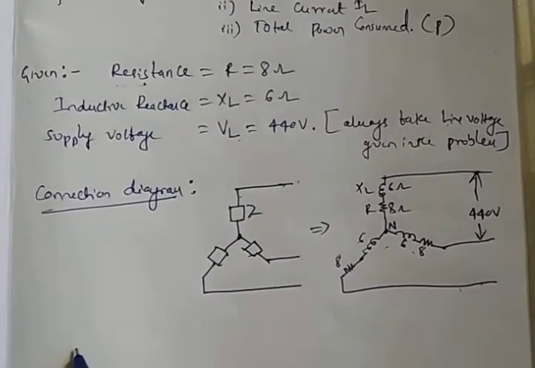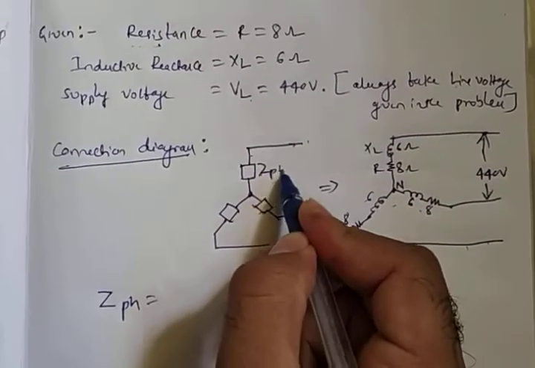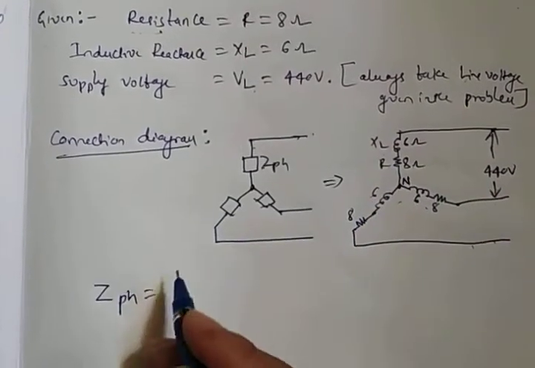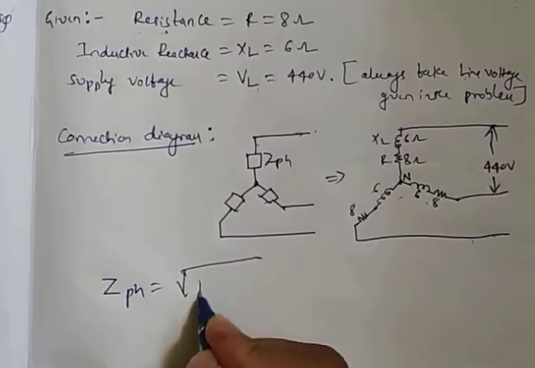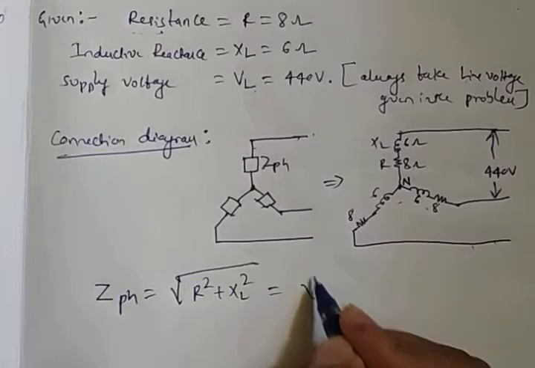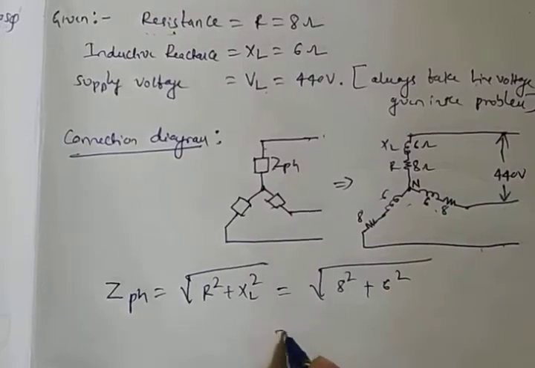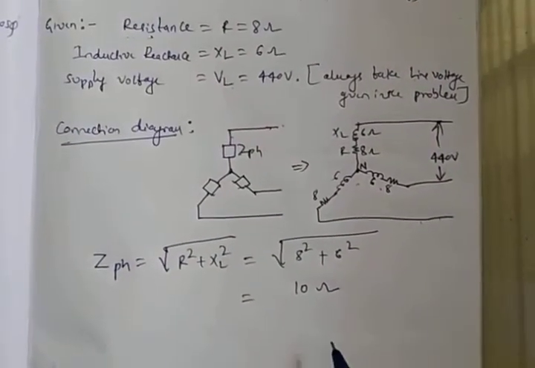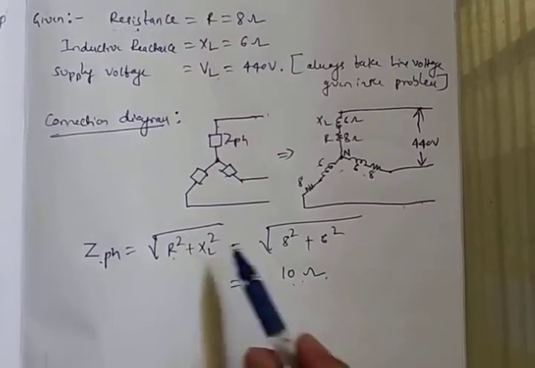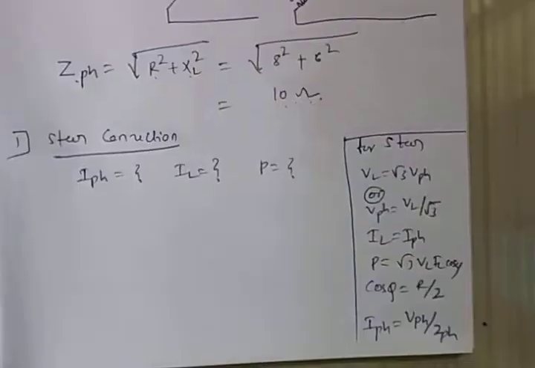Okay, let us calculate the impedance per phase. Impedance per phase means ZPH, across one winding. The formula is square root of R square plus XL square, that is equal to square root of 8 square plus 6 square. So you'll get 10 ohm. The unit of impedance is ohm, resistance is also in ohm, inductive reactance is also in ohm, and if capacitive reactance is given, the unit is also ohm.